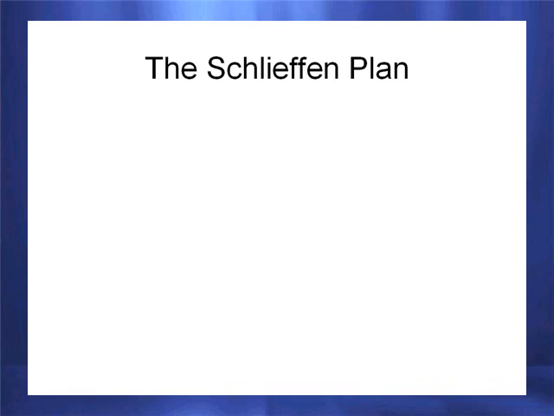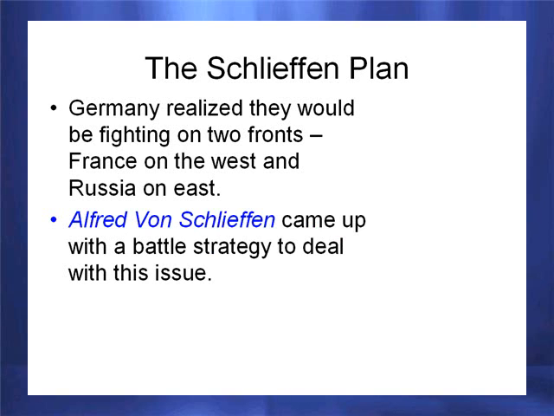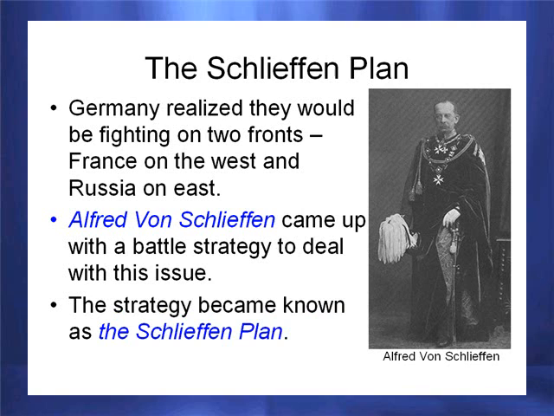The Schlieffen Plan. Germany realized they would be fighting on two fronts, France on the west and Russia on the east. Alfred von Schlieffen came up with a battle strategy to deal with this issue. The strategy became known as the Schlieffen Plan.